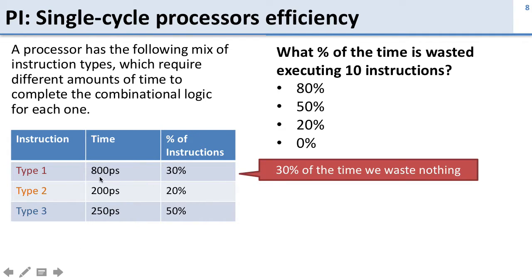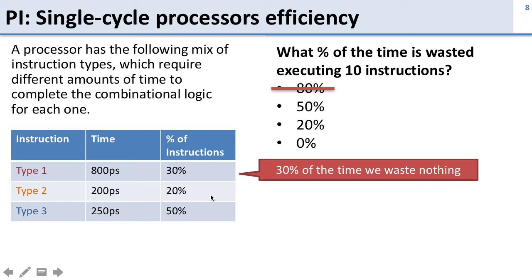Well, to look at this, we can start here. So type 1 is the slowest instruction. That means the clock cycle is going to have to be set by this. So we'll have an 800 picosecond clock cycle, and 30% of the instructions are type 1. That means that 30% of the time we're not going to waste anything because we'll use the full clock cycle. So the largest amount of waste we could possibly have would be 70%, so we can say it's not 80%.